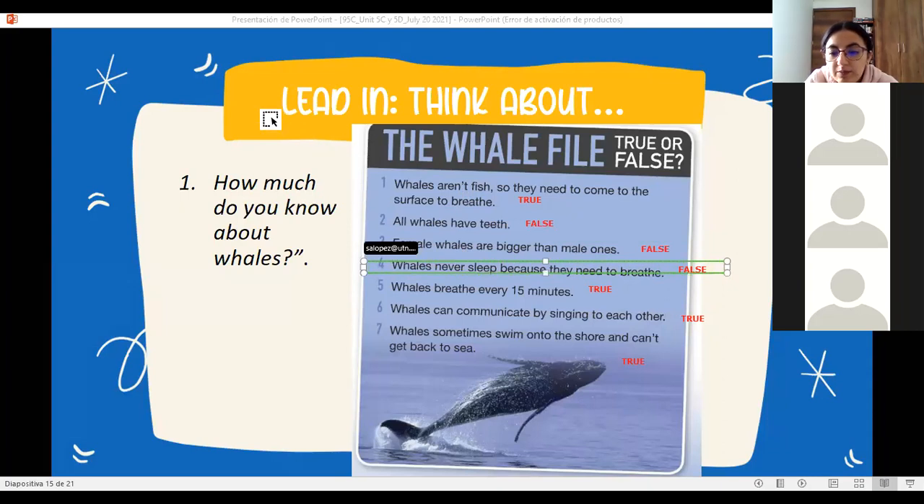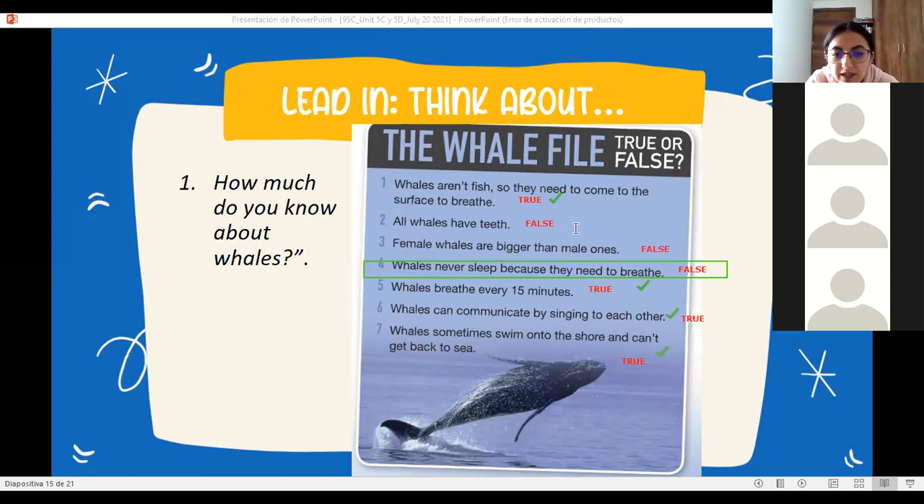Whales never sleep because they need to breathe. That's false. Whales do need to sleep. They also sleep. But the rest of the sentences or the answers are completely true.